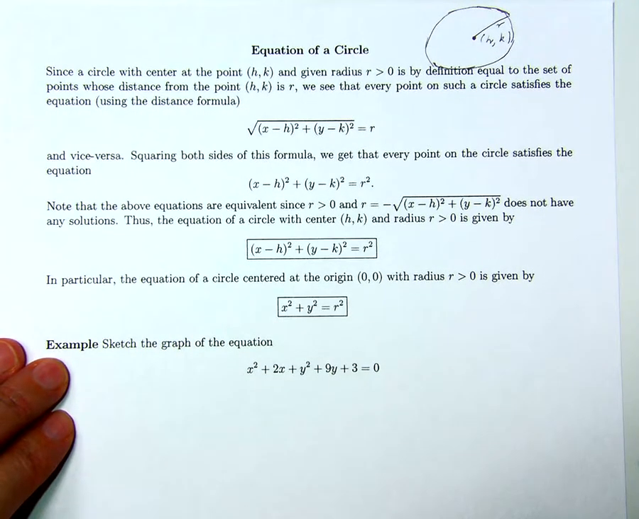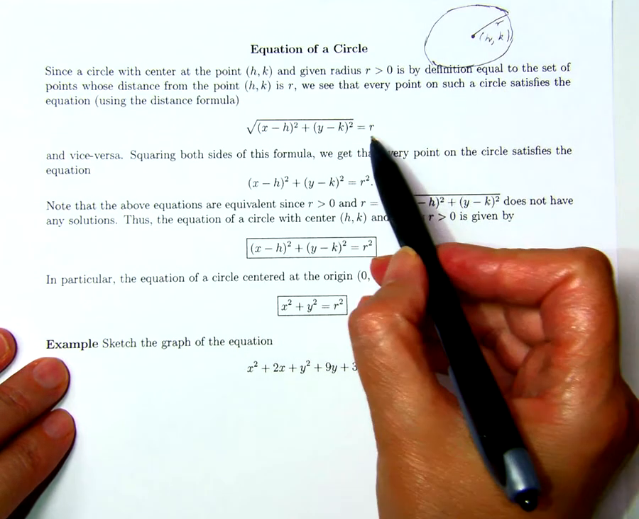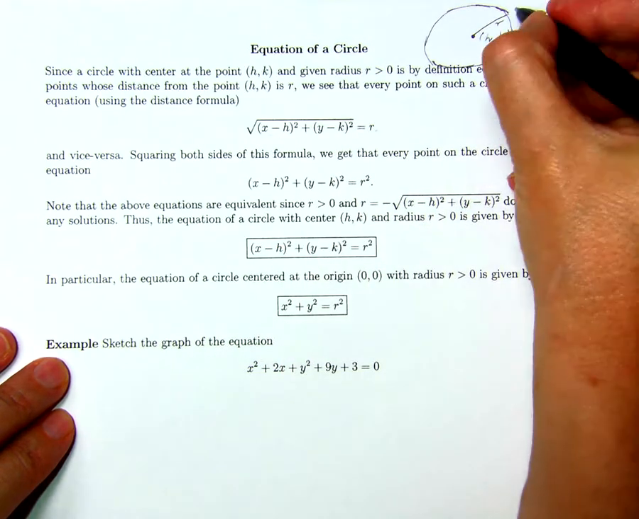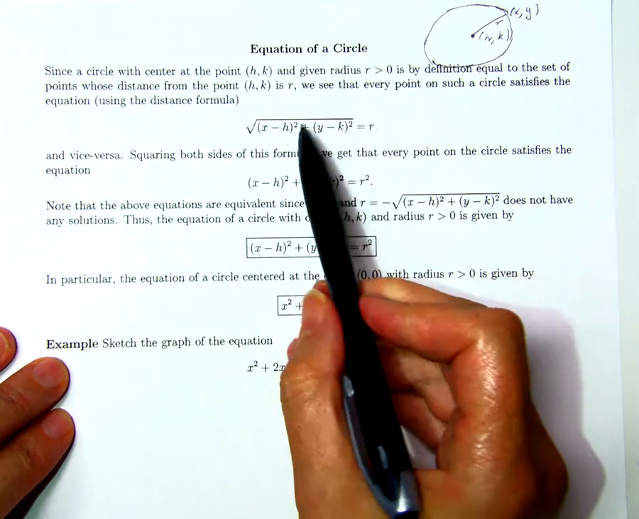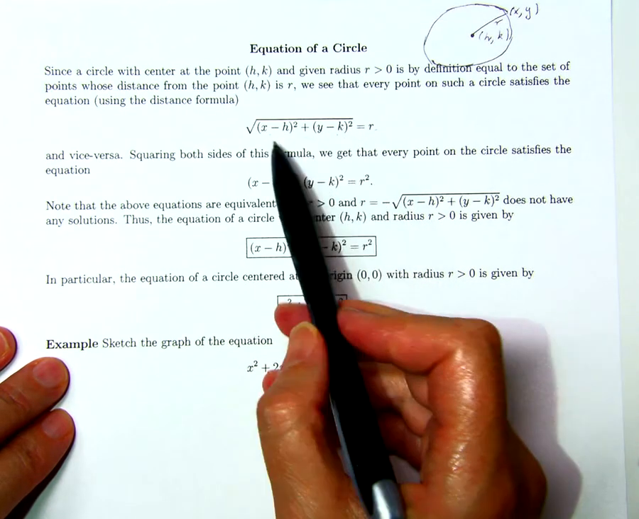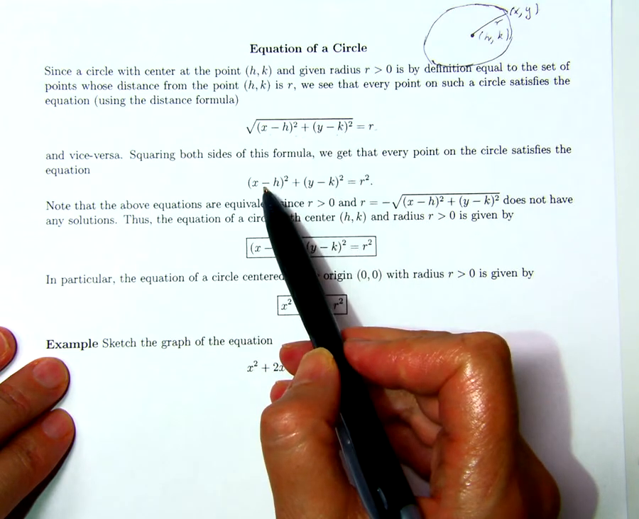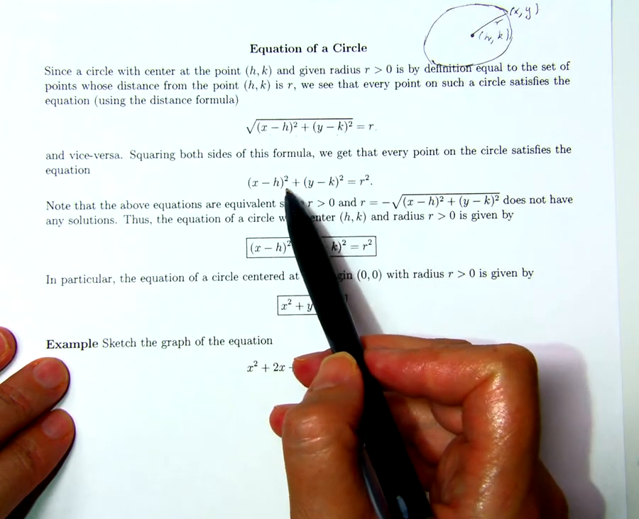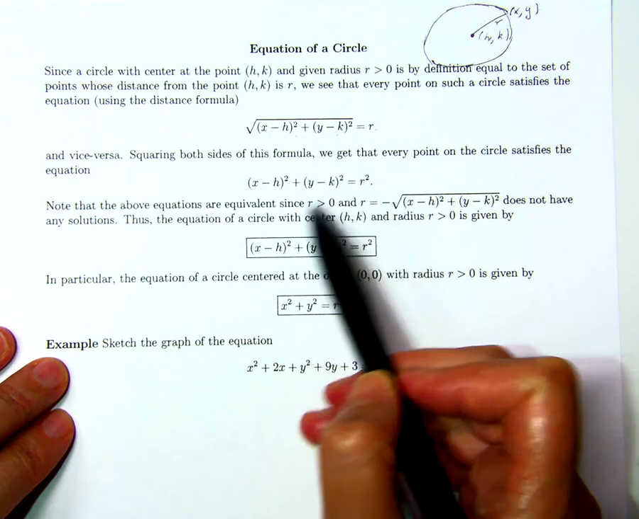And so we can write this geometric statement as r is the distance from any point on this circle (x, y) to the point (h, k). Using the distance formula, r is the square root of (x minus h) squared plus (y minus k) squared. Now if we square both sides of this formula, we get (x minus h) squared plus (y minus k) squared equals r squared.